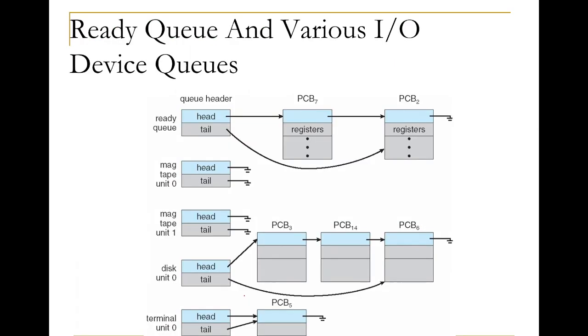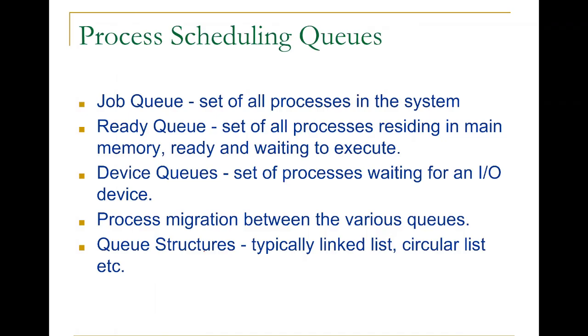Now, this is a diagram where we have the ready queue and various I/O device queues. For example, you have the ready queue for processes waiting to go to the CPU. Then you have the magnetic tape queue, magnetic tape 0, 1. Then we could have the disk queue, and we also have the terminal unit queue. These are the different queues that are possible: the ready queue and the different device and I/O queues that are available.